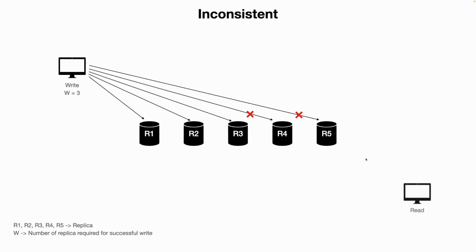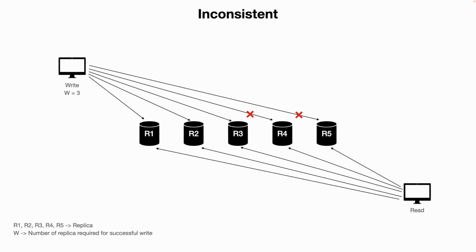Now for the read request, the same client wants to read the value. The client initiates the request to all the replicas, but is not able to read from R1, R2 and R3, and got a result only from R4 and R5. Again we have two ways. One, we can mark the full request failed, or we can set the value of R equal to 2. R means the number of replicas required for a successful read. If 2 out of 5 successfully acknowledge back to the client, we can mark our request successful.